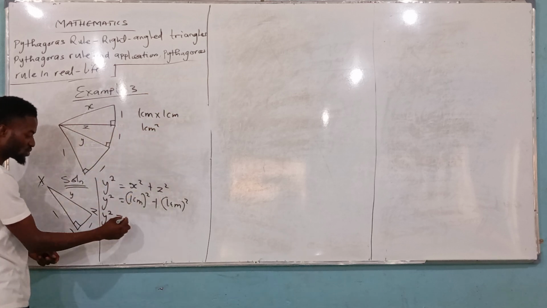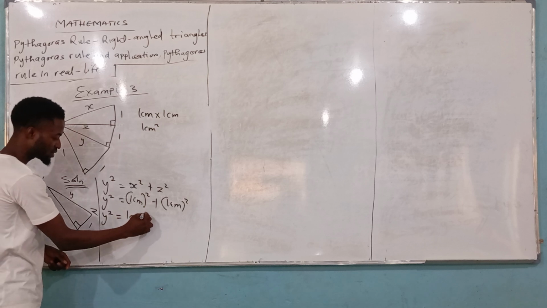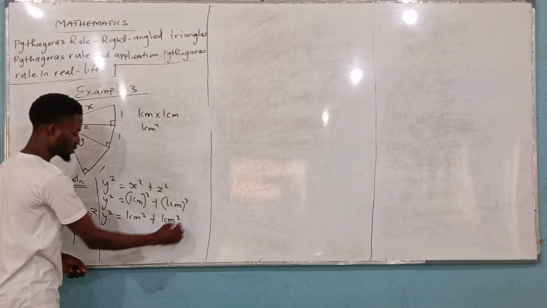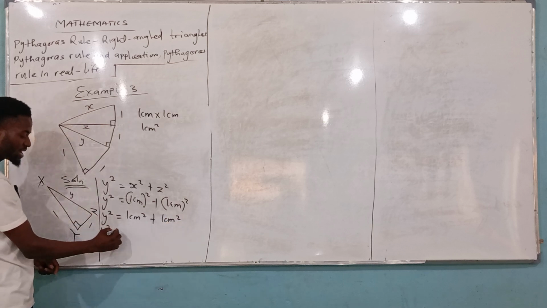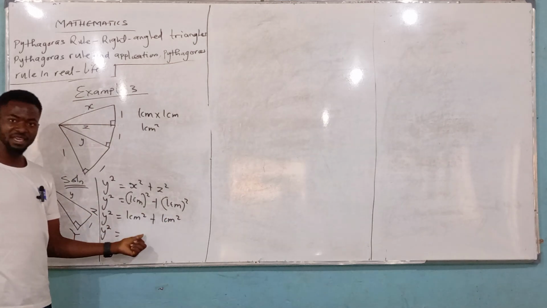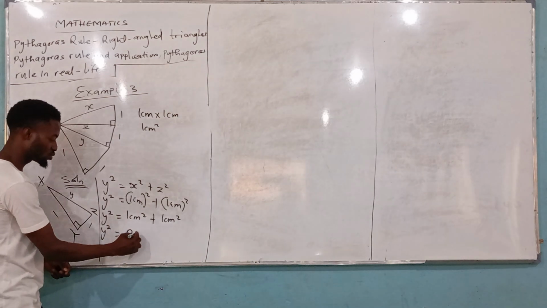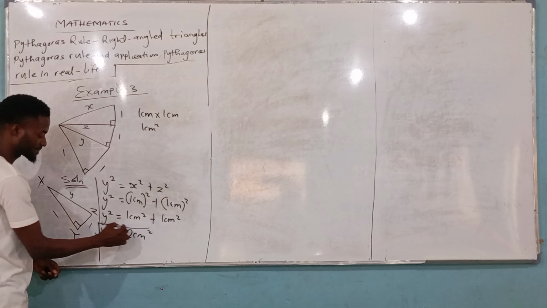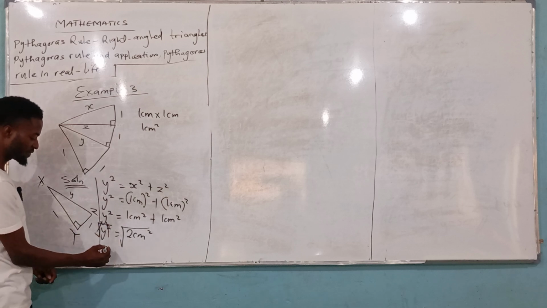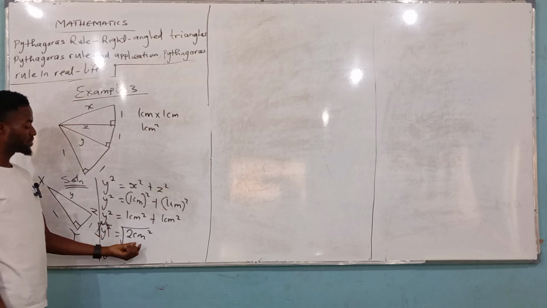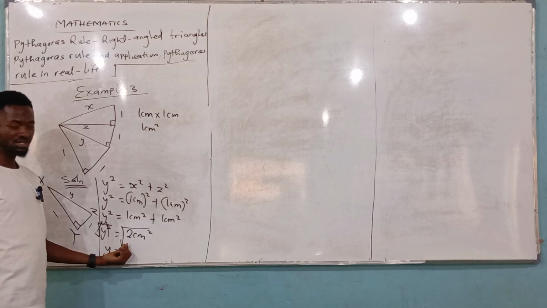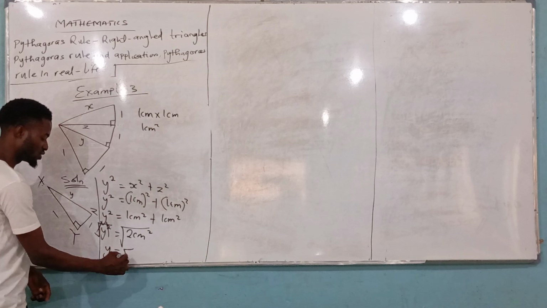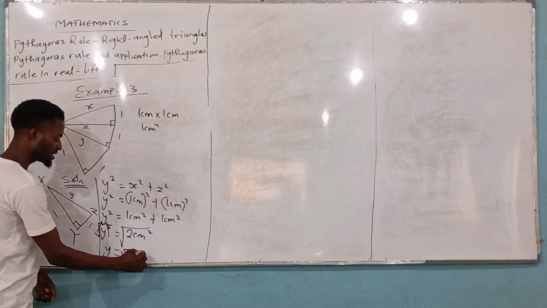So now this is 1 centimeter square plus the same here, which is 1 centimeter square. Y square is equal to, if you add here, we should be having 2 centimeter square. Take the square root of both sides. This goes with this. We are left with y is equal to, in this case now, this is not a perfect square, but we can decide to leave it the way it is by saying root 2 centimeter.